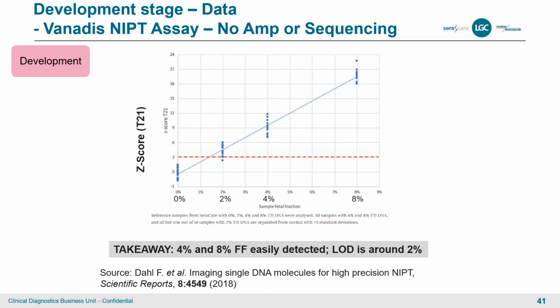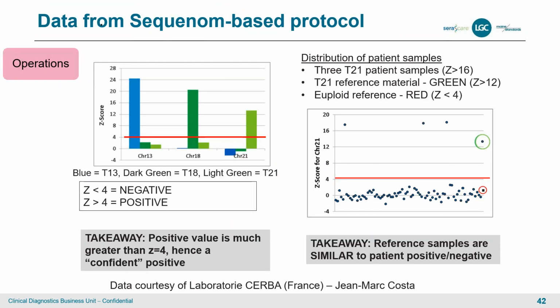And this is a published paper, where you can see the source at the bottom. Another example, and I'll focus on the right side there. This is a lab in Paris, Lab Cerba, as it says at the bottom. These people process daily samples. They were extremely excited, and you can see on the right side here the red line, which is the limit of detection. Anything below the red line is negative samples. Anything above the red line, those dots right above that 16 Z-score, are positive.